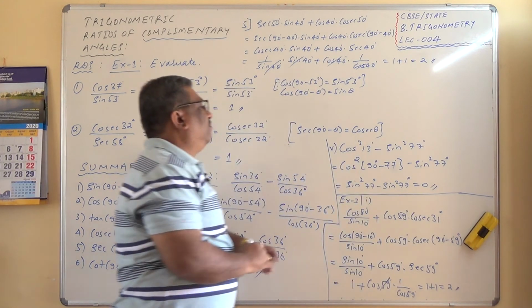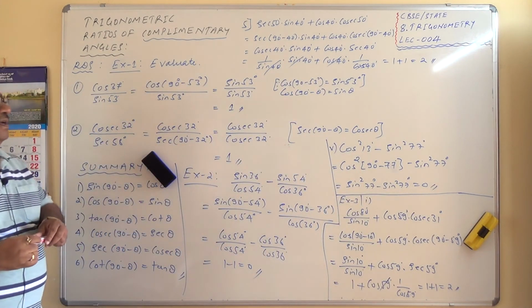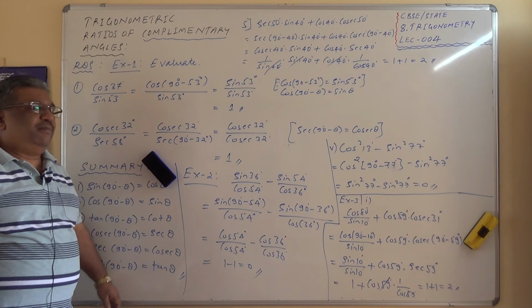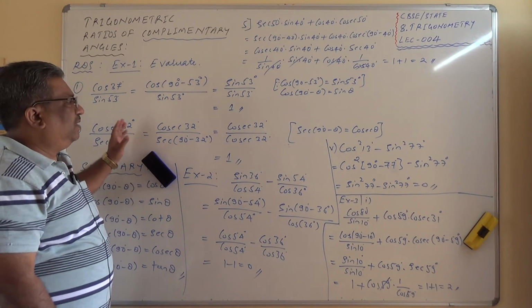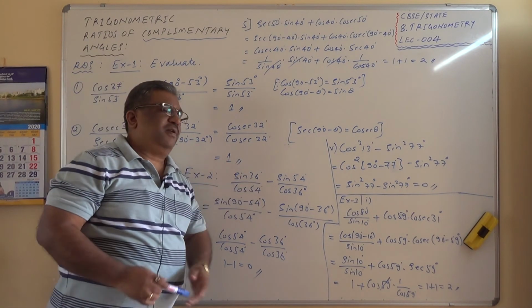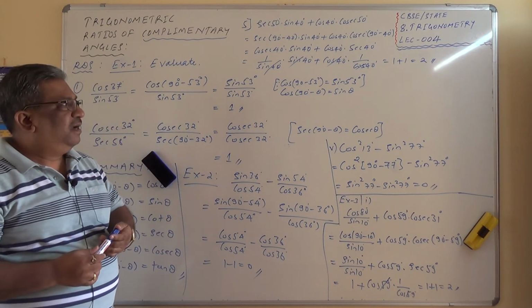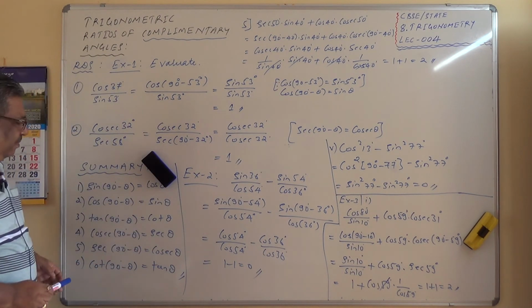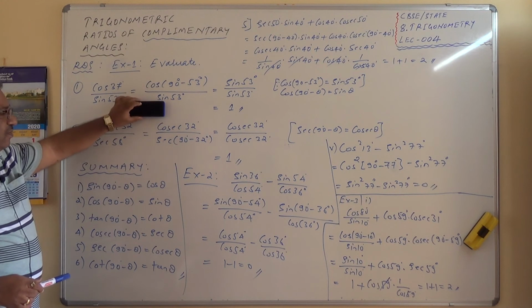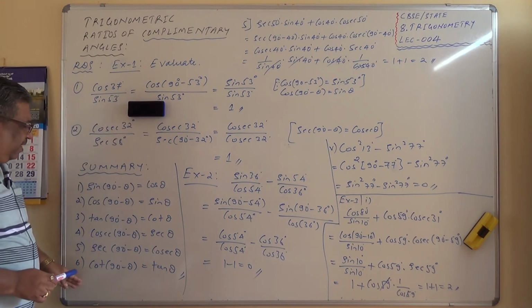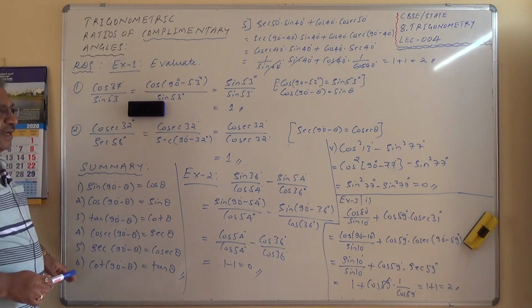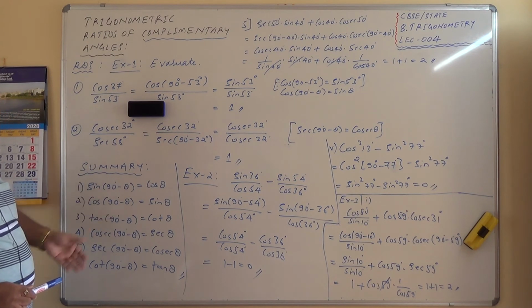This is how we can work out the complementary angles numericals. Any more sums do you require? This is only to introduce you to the concept of complementary angles, and most importantly the T ratios of these complementary angles need to be known. I do not expect anything more to be known in this case.